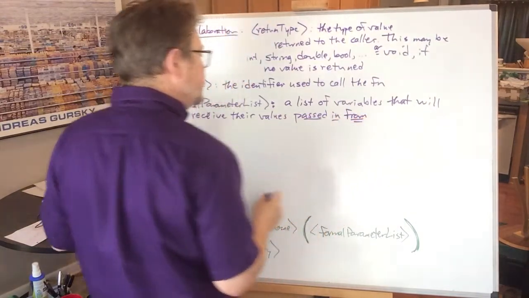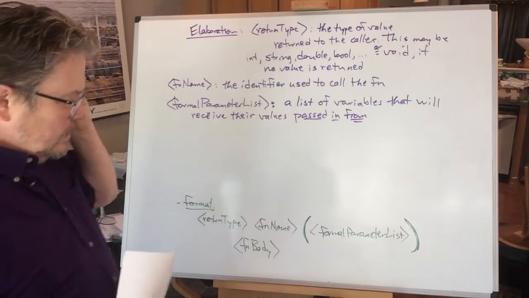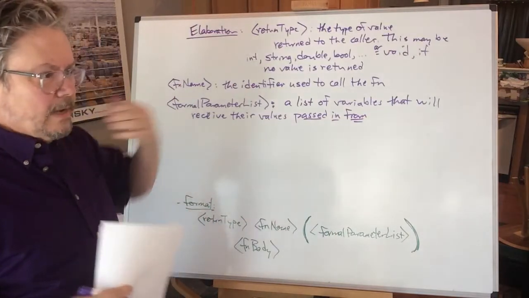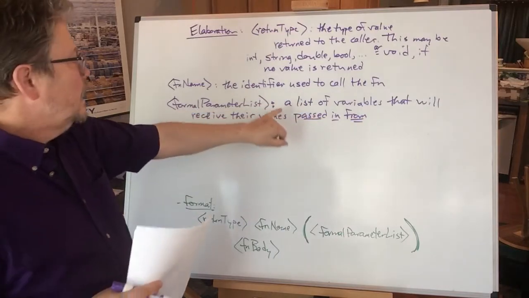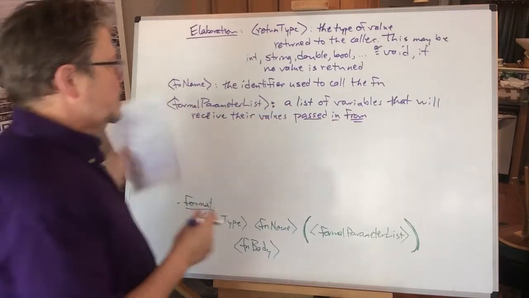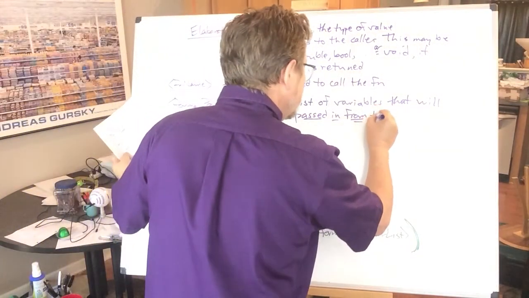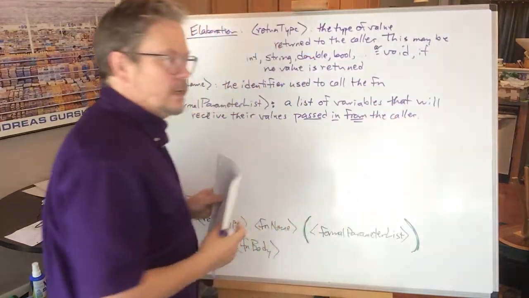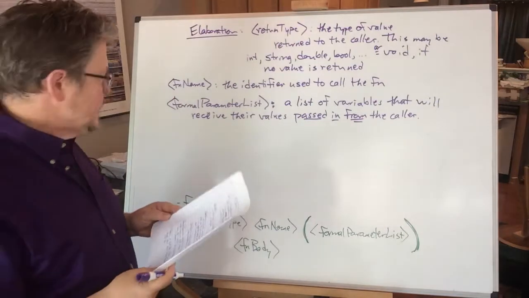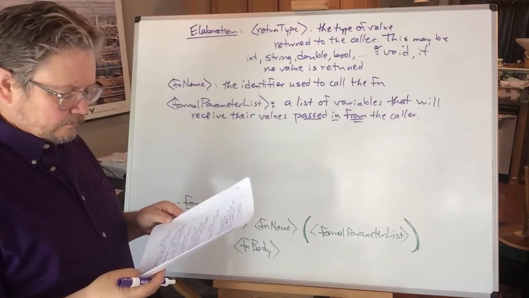I'm underlining, double underlining everything, good grief. I'm crying wolf. If everything's important, then nothing's important. But still, that's very important. A list of variables that will receive their values passed in from the caller. Could be worse. I could be writing everything all in capital letters.